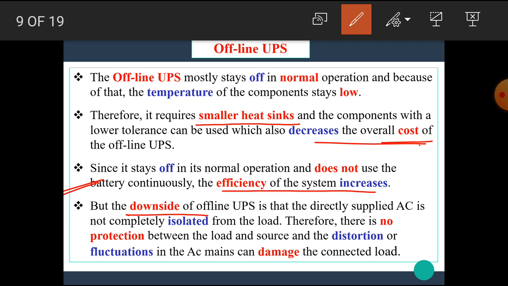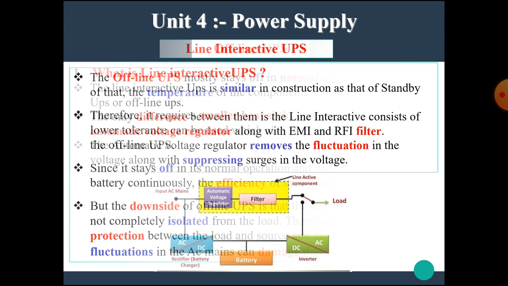But the downside of the offline UPS, that means the disadvantage, is that the directly supplied AC is not completely isolated from the load. Therefore, there is no protection between the load and the source, and the distortion or fluctuations in the AC mains can damage the connected load. This is the disadvantage of the offline UPS.